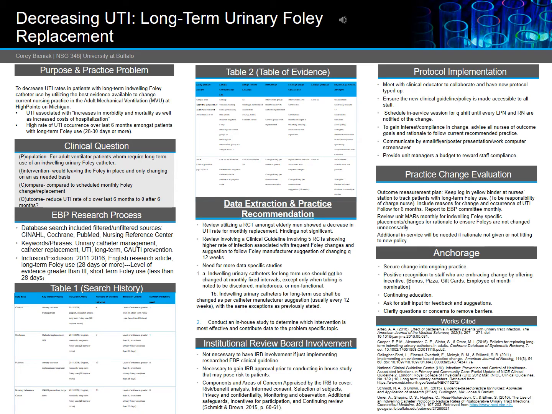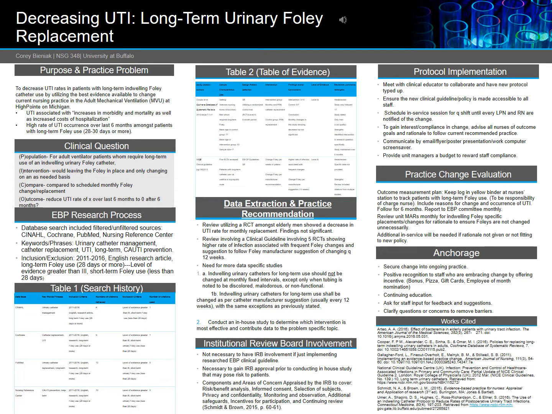The practice recommendation from the analysis of evidence is as follows. First, indwelling urinary catheters for long-term use should not be changed at monthly fixed intervals, except only when tubing is noted to be discolored, malodorous, or non-functional. A part of this recommendation is that indwelling urinary catheters for long-term use shall be changed as per catheter manufacturer suggestion, usually every 12 weeks, with the same exceptions as previously stated.